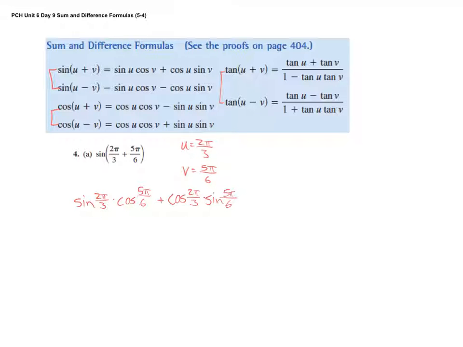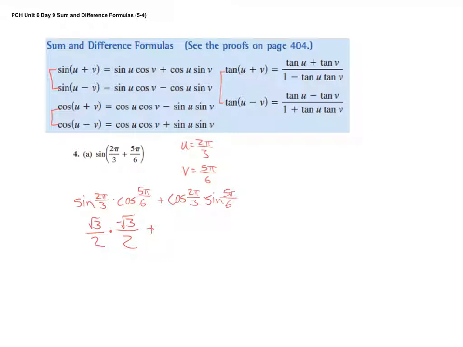Now, what's sine of 2 pi over 3? You guys know this, it's unit circle. Root 3 over 2. Root 3 over 2. What's cosine of 5 pi over 6? It is 1 half. No, it's negative root 3 over 2. There we go. Negative root 3 over 2.